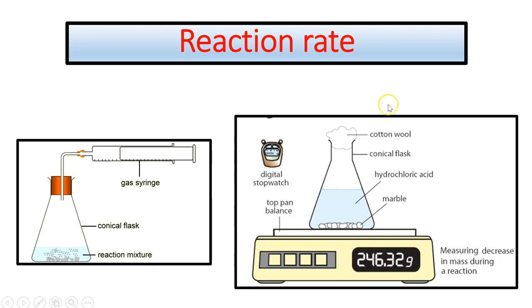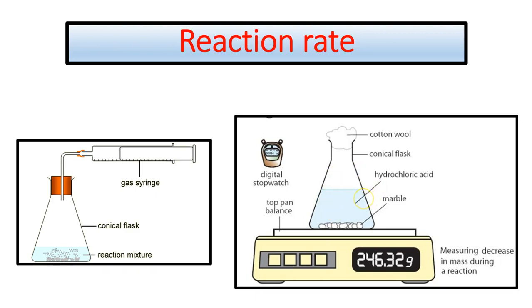Now let's see what's happening in this question over here. Here you can see I have some marble chips. They told me this is marble chips, and I've got hydrochloric acid. So this is a reaction between calcium carbonate, which is marble chips, and that will result at the end of the day in CO2 gas that is being given off in this reaction. So now what I'm going to look at in this reaction is why is the mass going to decrease? Any idea?